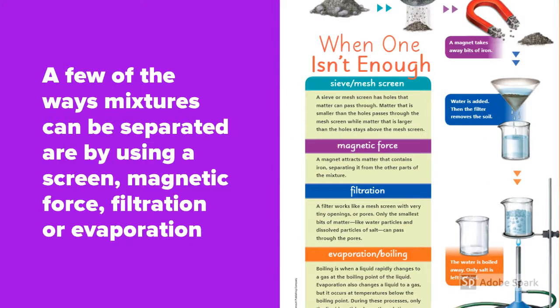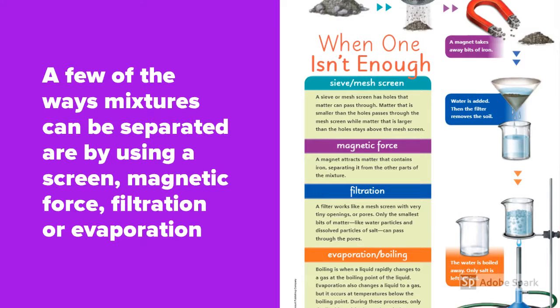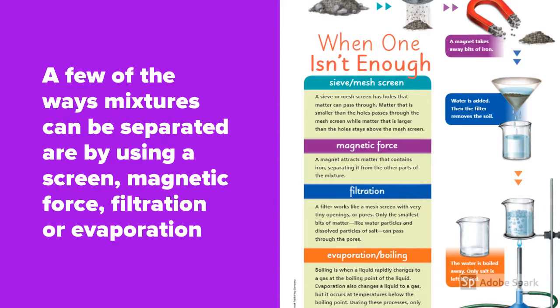When one isn't enough. Sieve or mesh screen. A sieve or a mesh screen has holes that matter can pass through. Matter that is smaller than the holes passes through the mesh screen, while matter that is larger than the holes stays above a mesh screen. Think about the guy that went mining for gold. He would use a screen and keep the gold at the top and the sand would fall to the bottom.